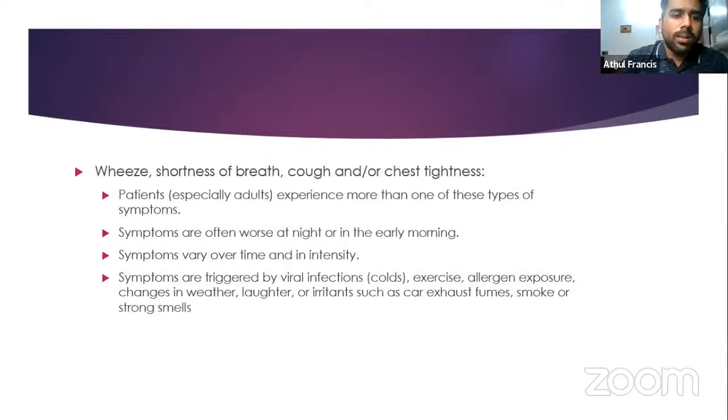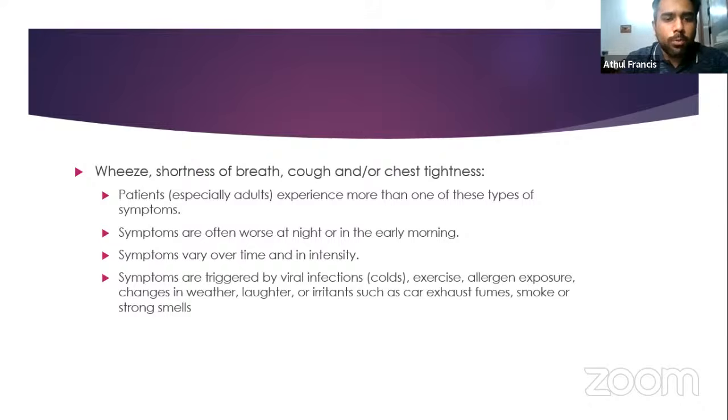Now, what are the clinical symptoms of asthma? As we have seen in the definition, it mainly consists of symptoms of wheeze, shortness of breath, and cough or chest tightness. And as I told already, it varies in time and intensity. The patient will have symptom-free intervals in between. So that is the main differentiating point between asthma and COPD. The patients can experience more than one of these types of symptoms.